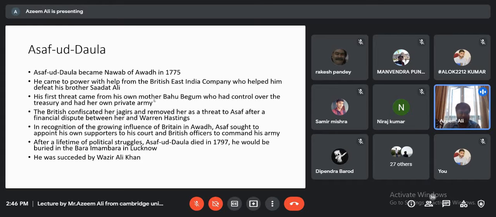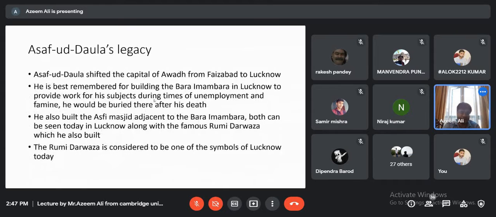In recognition of the growing influence of Britain in Awadh, Asaf sought to appoint his own supporters to his court and British officers to command his army. And after a lifetime of political struggles, Asaf-ud-Dawla died in 1797, and he'd be buried in the Bara Imam Bara in Lucknow, and he was succeeded by Wazir Ali Khan.